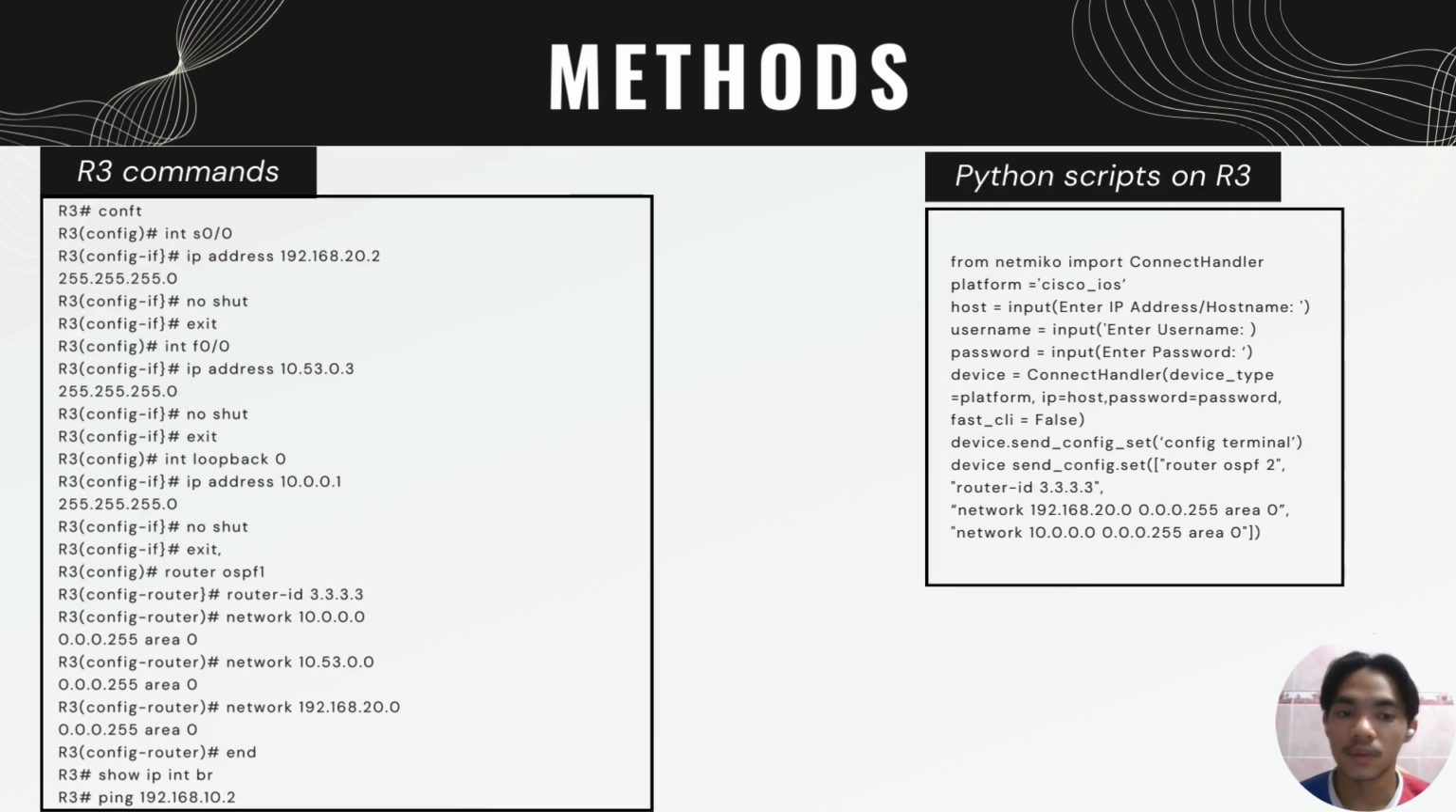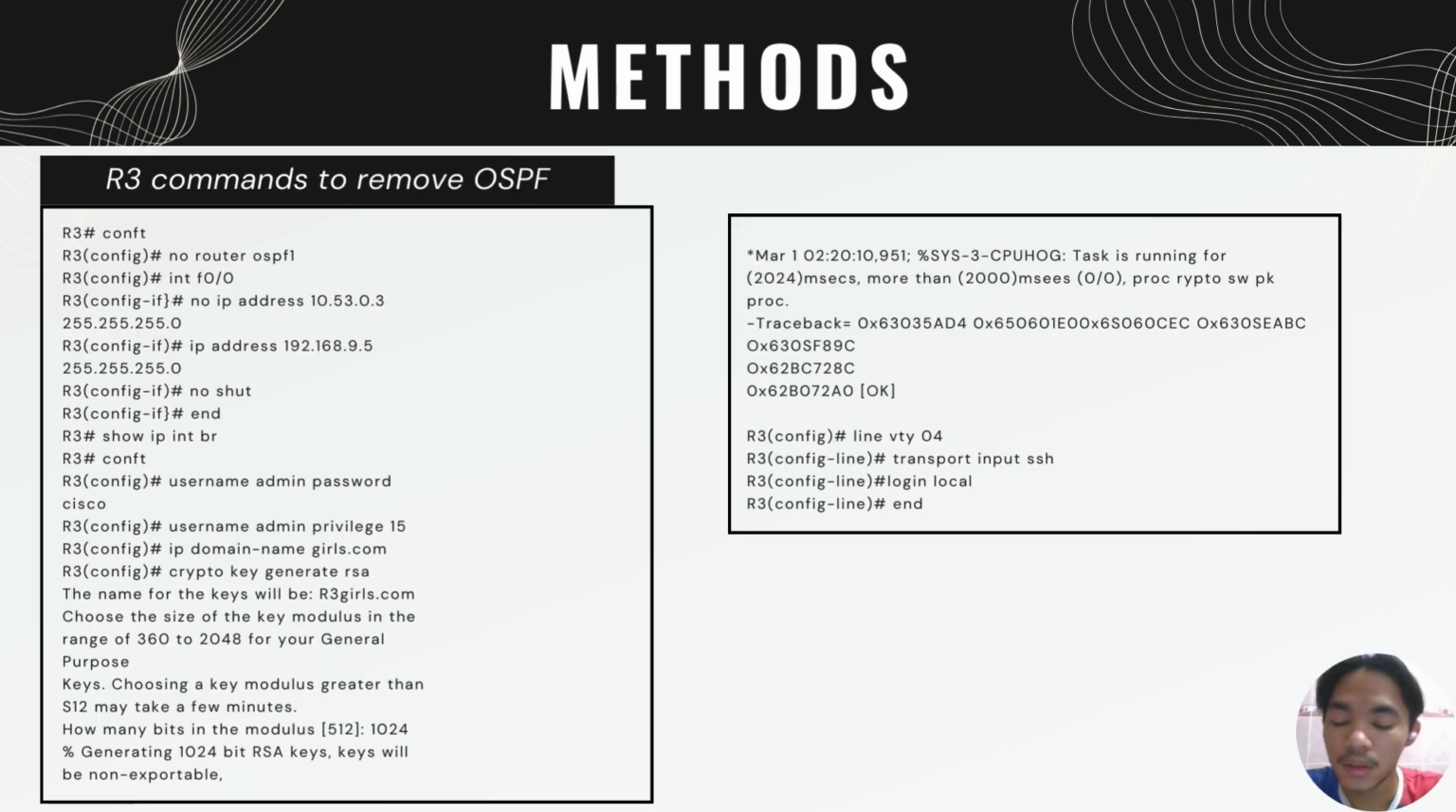Okay, this is the command for router 3, where we set up the IP address 192.168.20.2. And on the right side we can see the Python scripts for router 3. This one is the router 3 command to remove the OSPF, because we want to run the automation by prompting for the username, IP address, and password in the Python script later on. The only difference is the IP address.